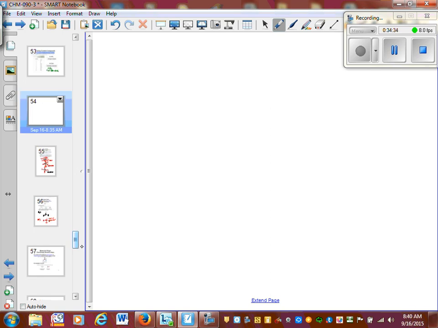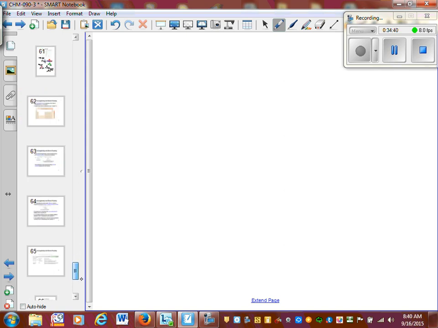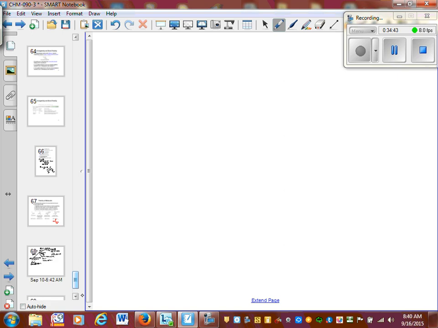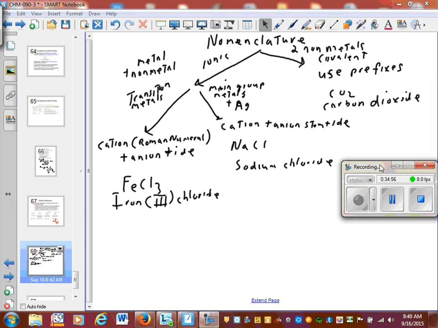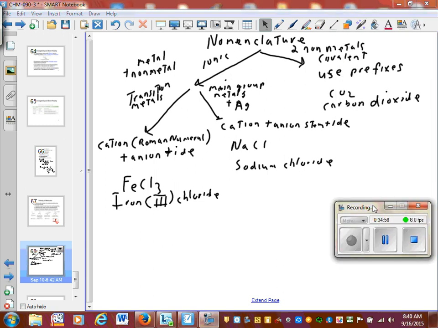Here is a flow chart for doing nomenclature. It gives you, if I give you a compound, how do you name it? Start at the top. You have to make a decision. Is it ionic or covalent? If we're two nonmetals, or a nonmetal and a metalloid, it's covalent. You use prefixes. So CO2 would be carbon dioxide. So we're done on the covalent side.